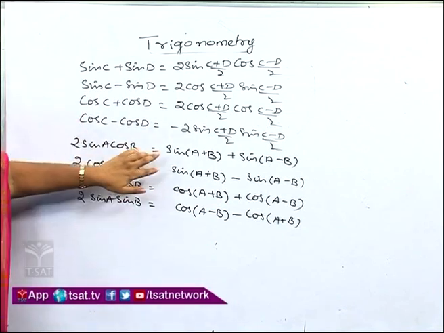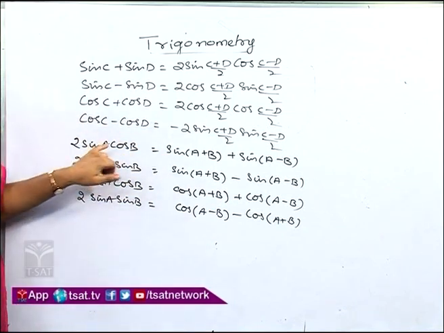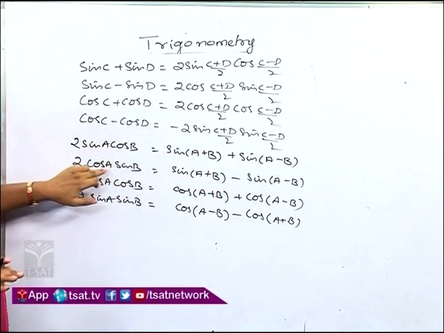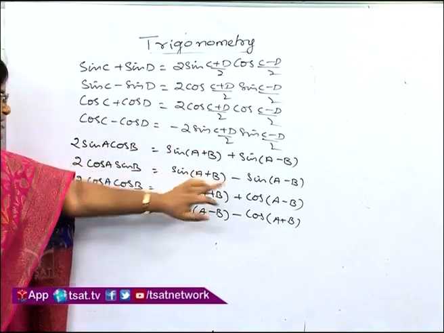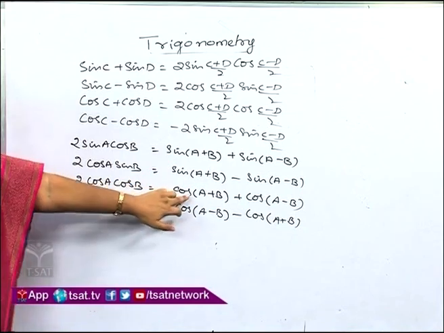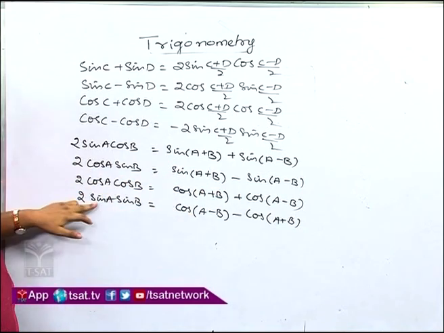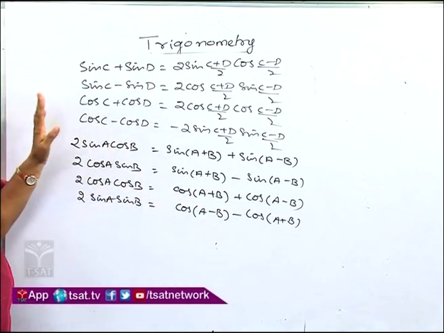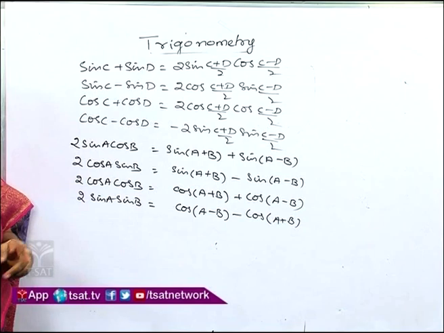So here also some logic you should remember. Sine first, cos second means sine sum plus sine difference. 2 cos A sin B means sine sum minus sine difference. 2 cos A cos B means cos sum plus cos difference, and 2 sin A sin B means cos difference minus cos sum. Here, children, transformation is very very important.